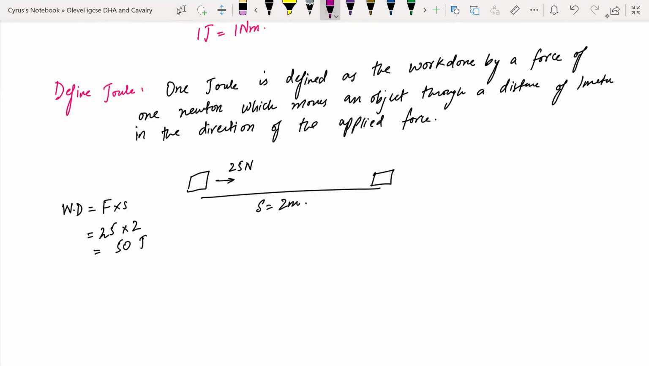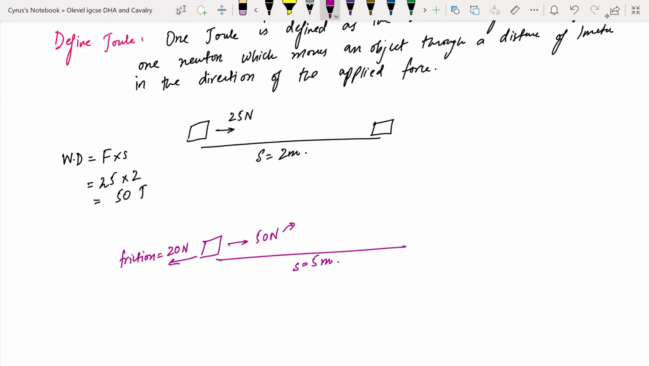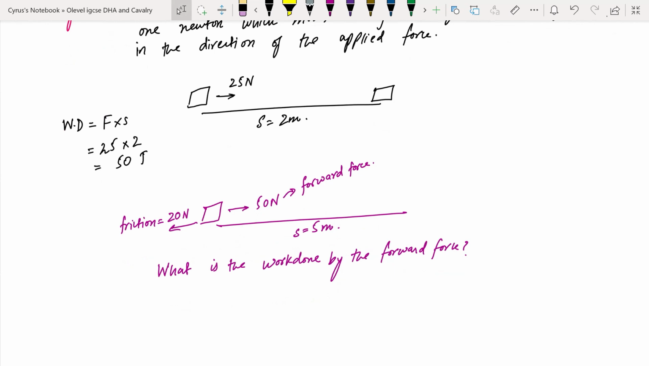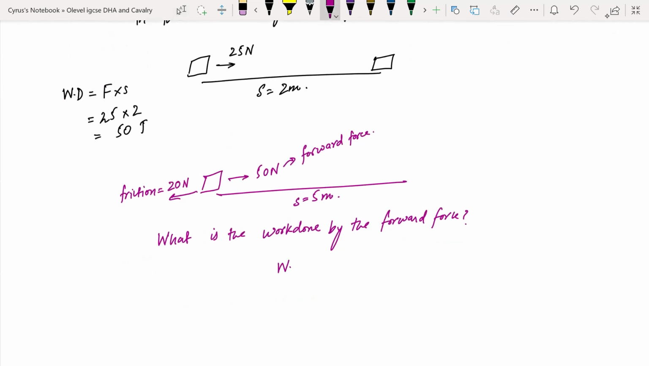We have this object, a forward force of 50 Newton is acting on it, a frictional force of 20 Newton is acting on it, the friction is, and it moves a displacement of 5 meters. The question that can be asked here would be, if this is the forward force, what is the work done by the forward force? 250. Only the forward force is being talked about, right? So the work done here is going to be precisely F into S, and F is 50. And S, which is the displacement, is 5. So this is going to be 250 joules of work done, right?